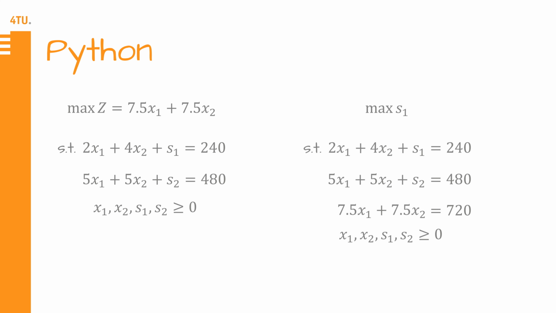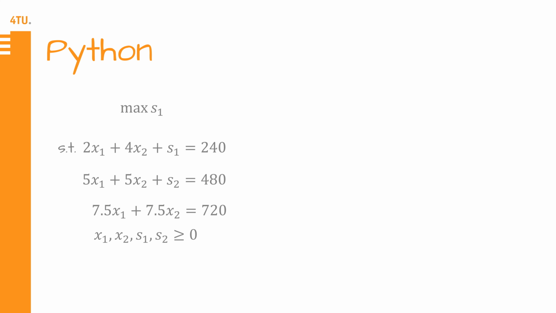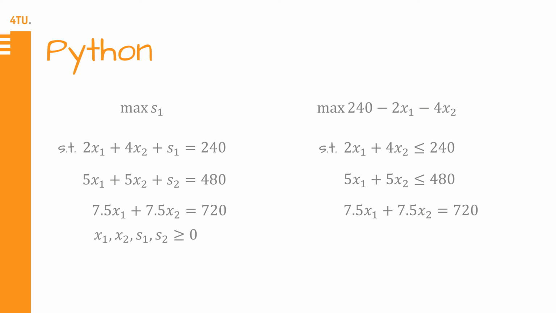In our Python implementation, we have not modeled the slack variables explicitly. So we will rewrite the model to eliminate the need for the slack variables. To eliminate the slack variable from the objective function, we can rewrite s1 to 240 minus 2 times x1 minus 4 times x2 using the first constraint. The equality constraints can be transformed back to inequality constraints, and we keep the constraint on the objective function value. The slack variables are now eliminated from the objective function and constraints, so they can also be eliminated from the non-negativity constraints.